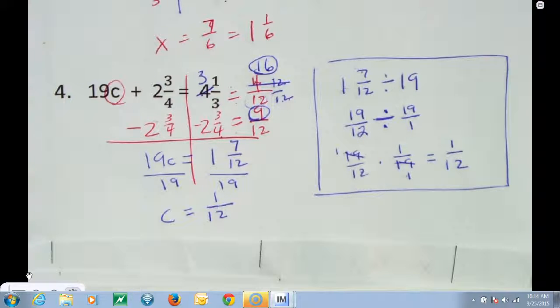19 times 1 divided by 12 plus, what can we change 2 and 3/4 to? Or the decimal, Daniel, what would the decimal be? 3/4. There you go. So it would be plus 2 and 3/4, so it'd be 2.75.